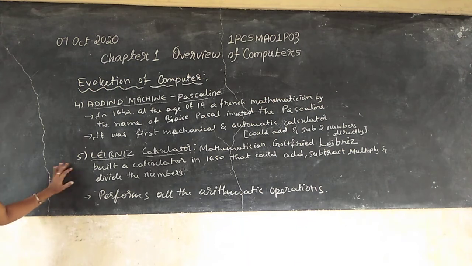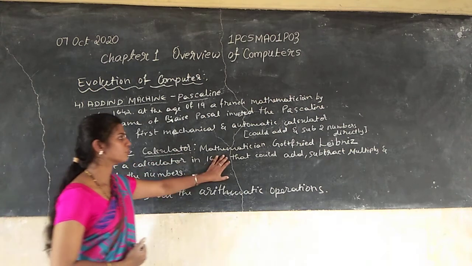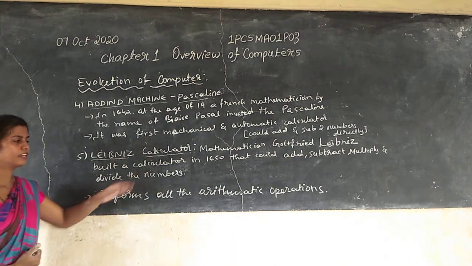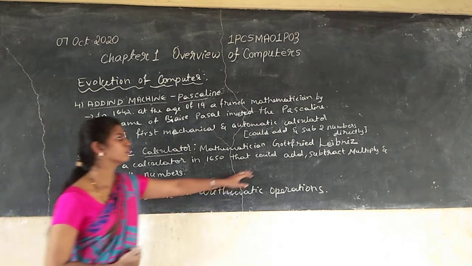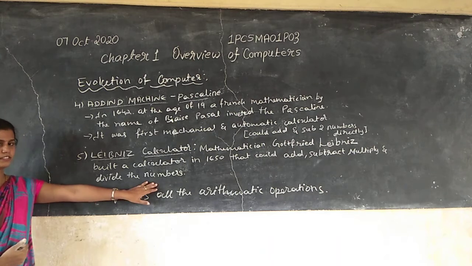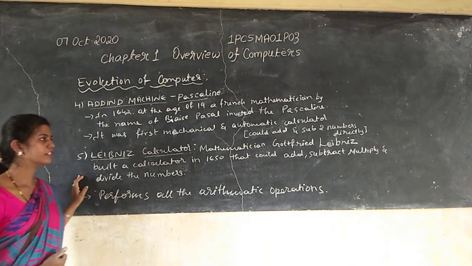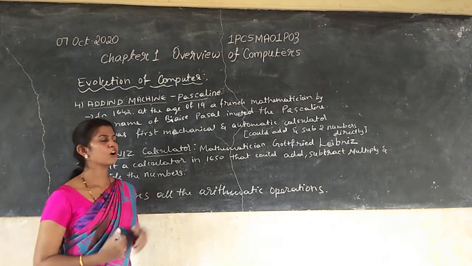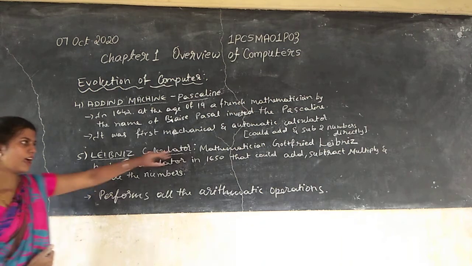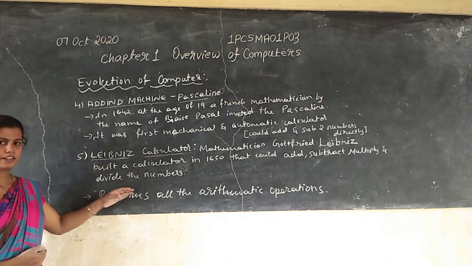Next we have the Leibniz calculator. The mathematician Gottfried Leibniz built a calculator in 1650 that could add, subtract, multiply and divide numbers.